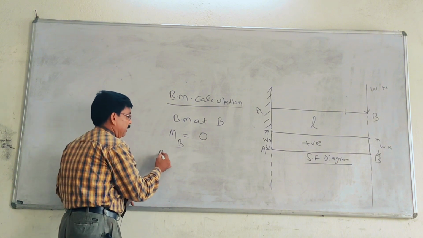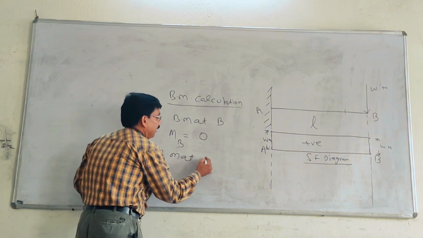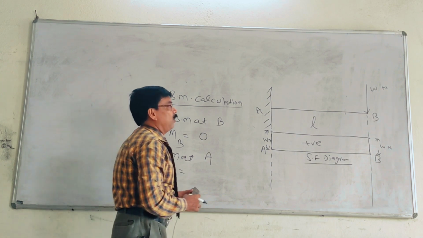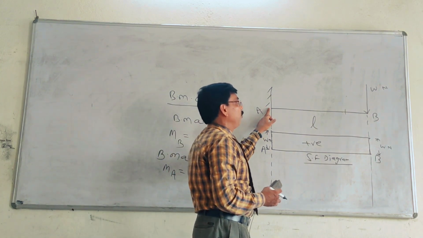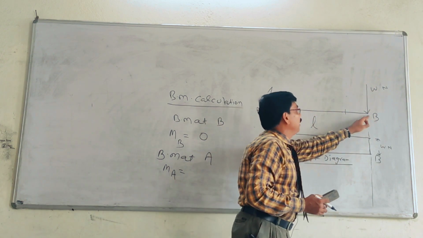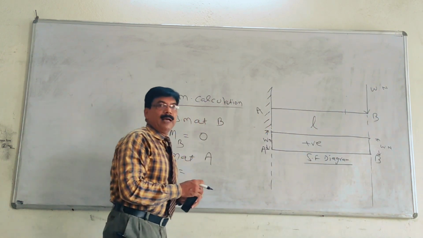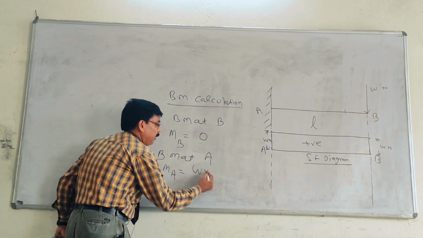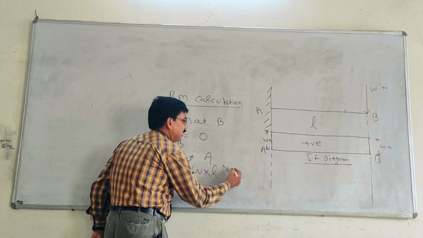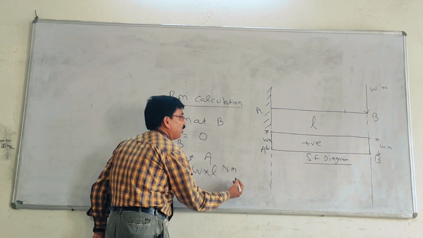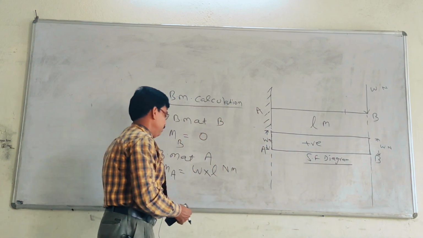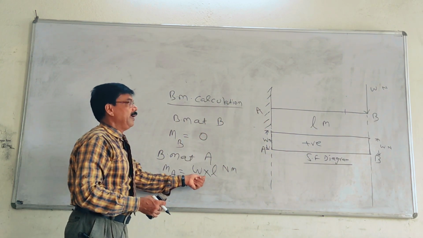Next, the last point, bending moment at A, represented by MA. At A, the load value is W Newton and the perpendicular distance is L. So the bending moment value will be W into L, with units of Newton meter, supposing L is in meters. So bending moment at A is W into L.